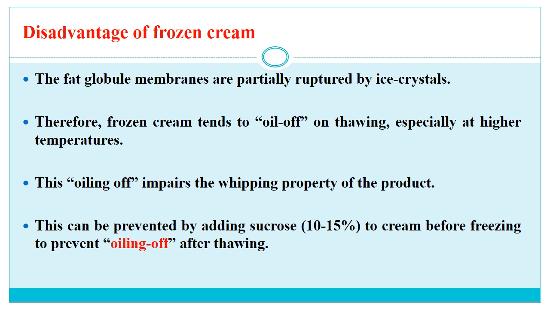Now we will see the disadvantage of frozen cream. When we freeze, the fat globule membranes are partially ruptured by ice crystals. Therefore, frozen cream tends to oil up on thawing. That is, the oil will come out due to the rupture of the membrane, especially if the thawing is done at a higher temperature. This oiling up impairs the whipping property of the cream, because this cream will be used for making ice cream, and at that time there is incorporation of air, that is whipping, which will be affected. This can be partially prevented by adding sucrose at 10 to 15% to the cream before freezing. This is in the case of frozen cream.